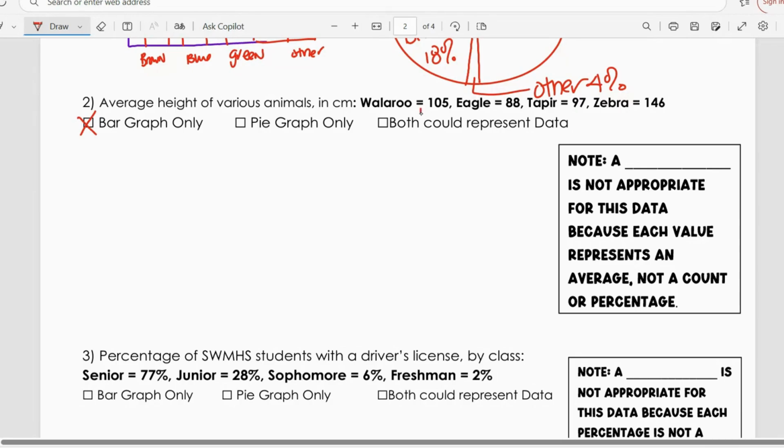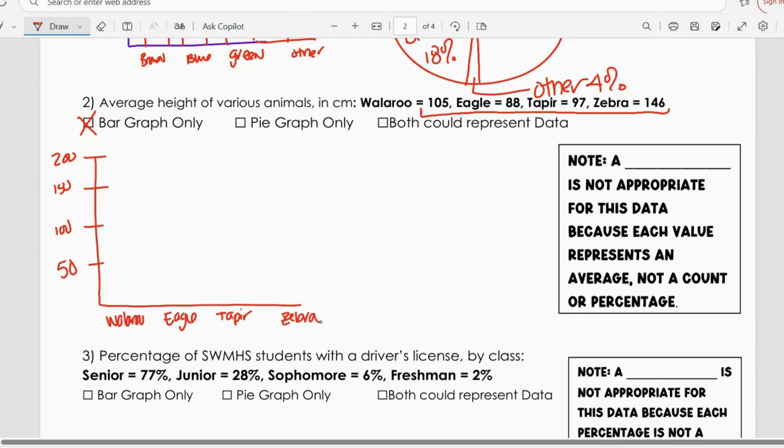Now, these numbers are a little bit higher, so I'm going to say we can maybe count by 50s in this graph. So let's go with 50, 100, 150, and nothing goes over 200. Now this is just the average height of these 4 animals, so a circle graph is not going to be appropriate here. So the wallaroo is 105.